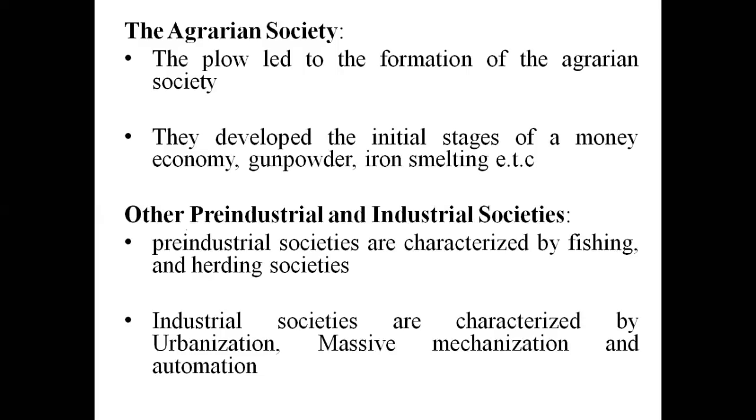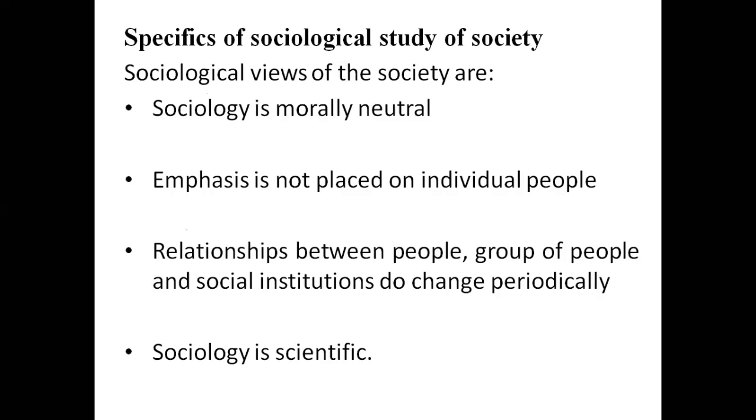And the last one is the pre-industrial and industrial society, which we can say we are in presently, the modern world that we have. The pre-industrial society is characterized by fishing and herding, while the industrial society is characterized by urbanization, massive mechanization, and automation. We can see that in Lagos. You can really say that Lagos is an industrial society which has gone through stages to become what it is today. So that's the classification of the society that we have.